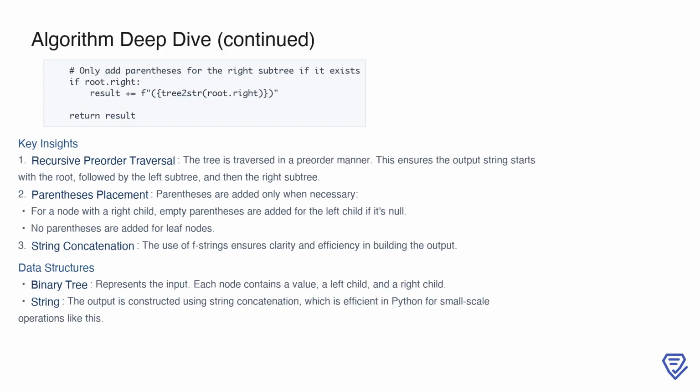Next, we handle the right subtree. If the current node has a right child, we append its string representation wrapped in parentheses to the result. This completes the recursive construction of the binary tree string, which is then returned.